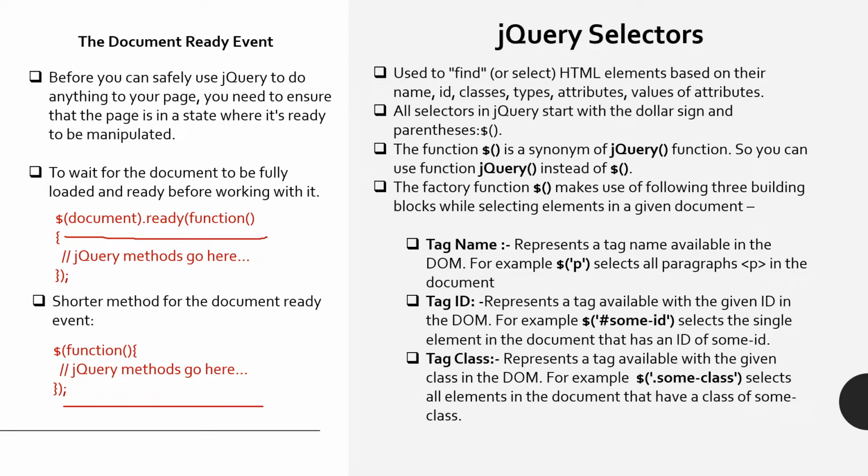Okay. Now we will discuss jQuery selectors. jQuery selectors are used to find HTML elements based on their name, ID, classes, types, attributes, and so on. I have mentioned that we need to specify $of.